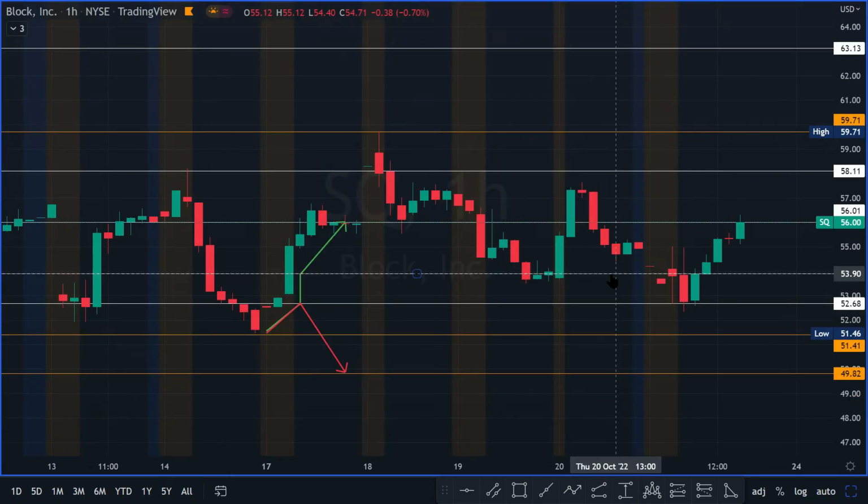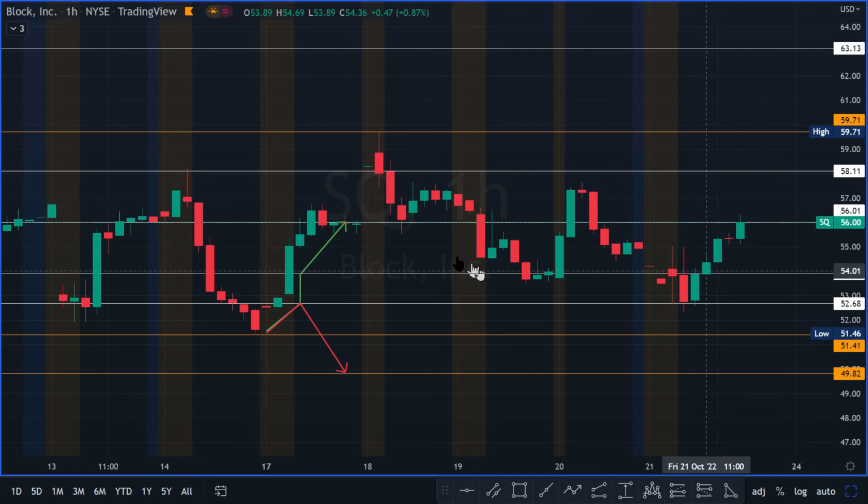Moving on to exactly what we wanted to do. Again, we prepared ourselves for two different scenarios. One where we either opened below 52.68 and possibly ran down to 51.41 and 49.82. Then the other scenario, which is the one that actually ended up playing out, was an open above 52.68, where we'd run to our 53.90 level and our 56.01.